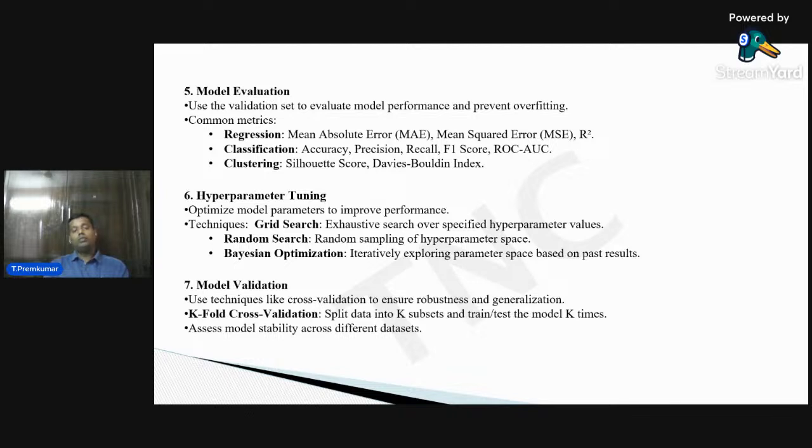The next one is model validation. In model validation, we use techniques like cross-validation to ensure robustness and generalization. K-fold cross-validation splits the data into k subsets, and trains and tests the model k times. After testing various times, it assesses model stability across different datasets.